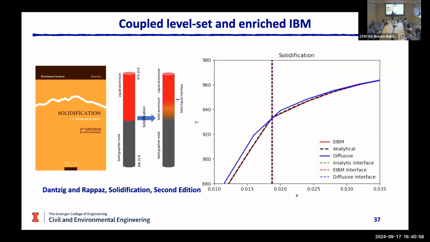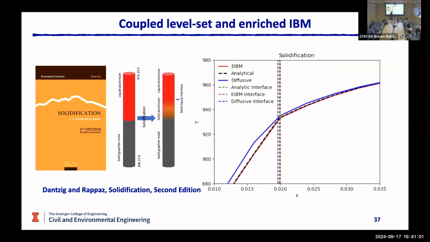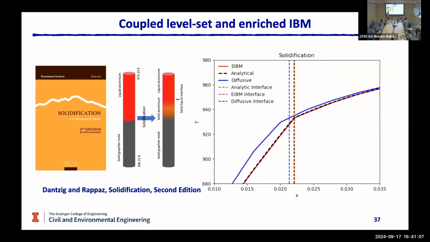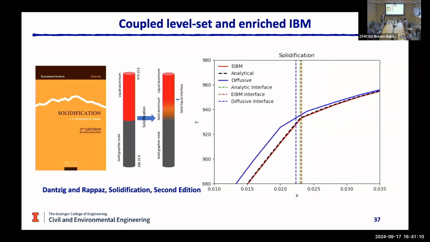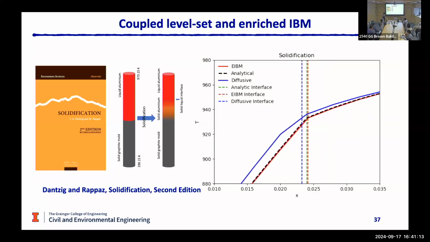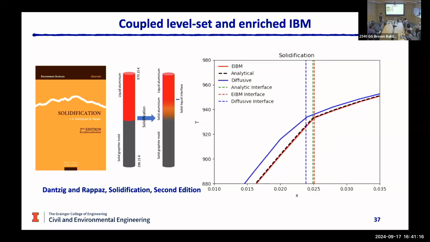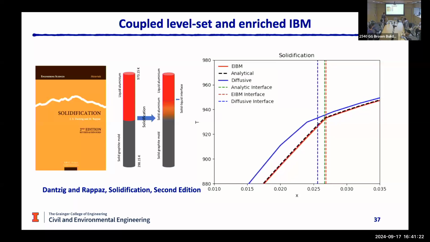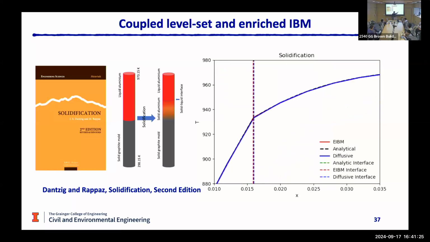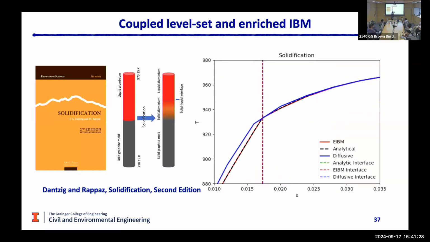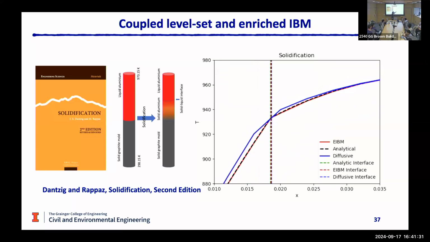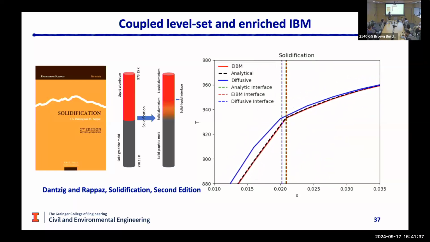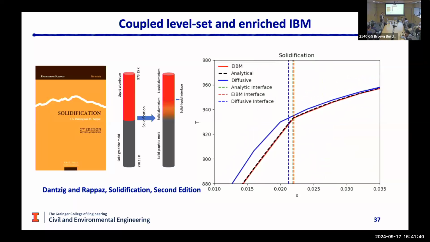Those curves show you the temperature distribution over the domain, and those vertical dashed lines show you the evolution of the position of the fluid solid interface. You can see that the enriched immersed boundary method coupled with level set gives you very good agreement with the analytical solution. However, if you look at the diffusive interface approach, you see the discrepancy, for both the temperature distribution, so far it's good, but later on the discrepancy will be bigger and bigger, and also for the fluid and solid interface position.